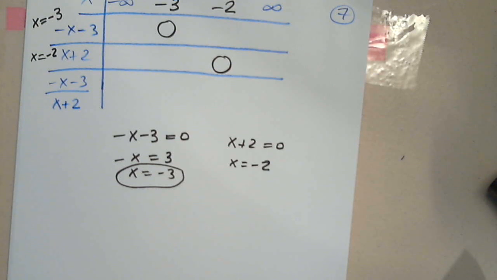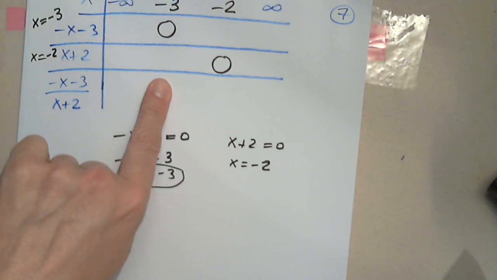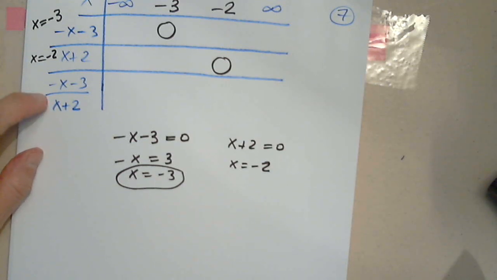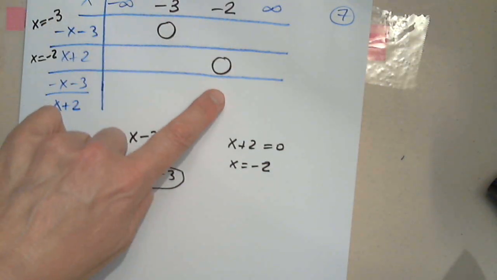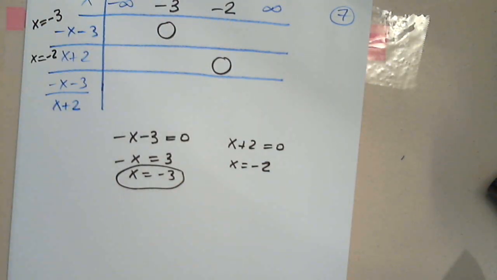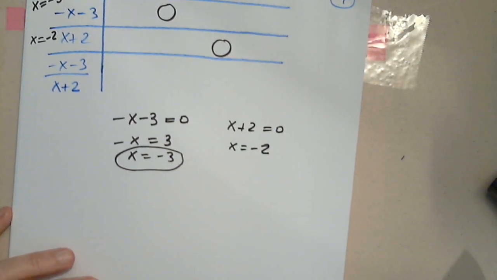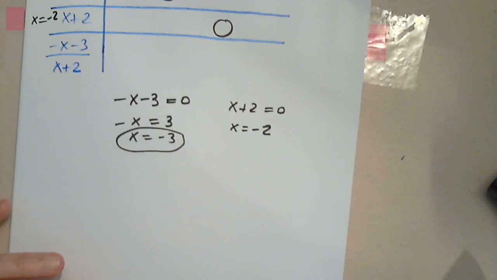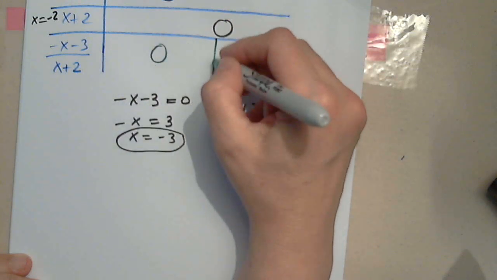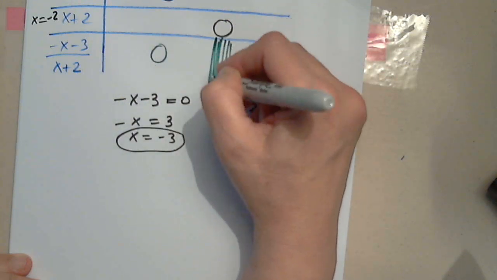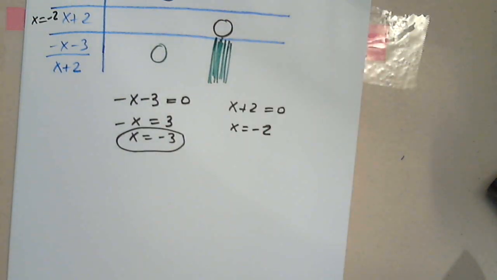And now let's pay attention. What happens under -3 for the ratio? And what happens under -2 for the ratio? What do I put? For -3, it's 0, but -2 is undefined because you can't have 0 in the bottom. Great job.